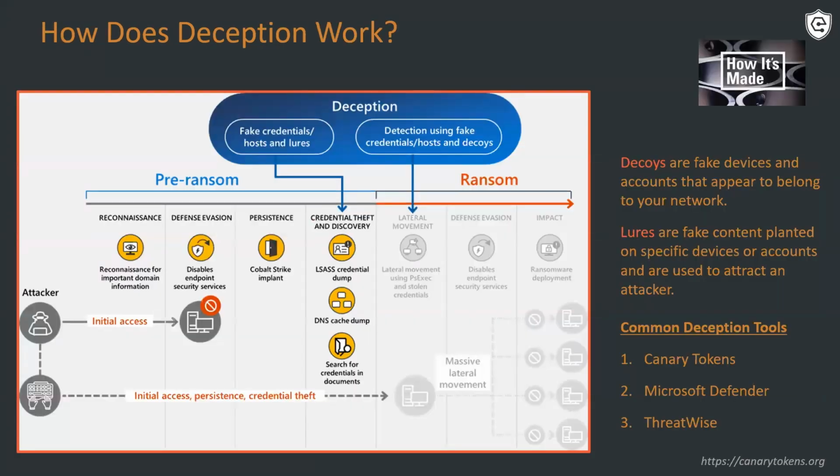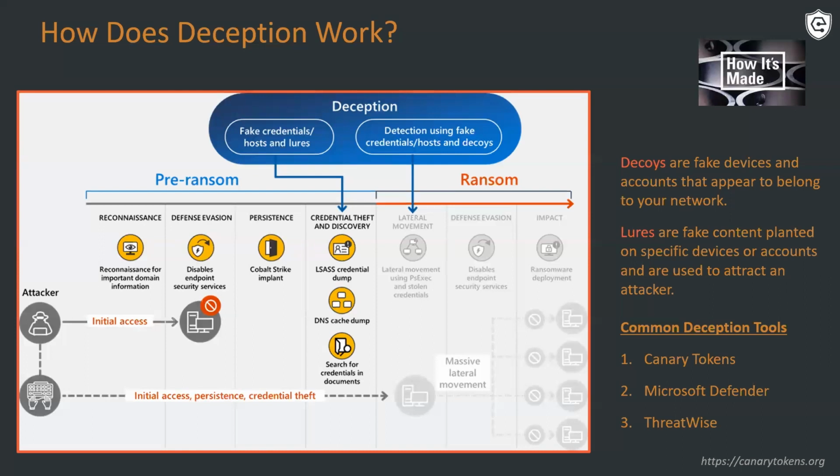So there's two basic types of deception. There's decoys. Those are fake devices and accounts that appear in your network. And then there are lures. So that's fake content. So we're thinking documents, configuration files. One of the more sophisticated versions of lures are cached credentials. You go back to those OAuth examples. If they can steal a token, they can replay a token. So we can actually put in cached credentials that will trigger an alert.